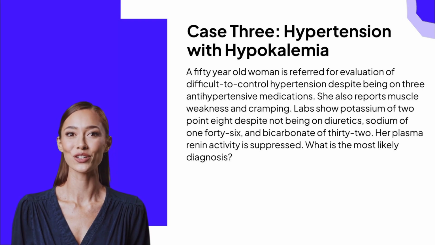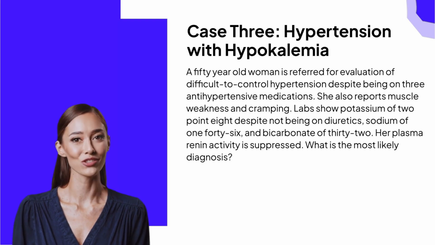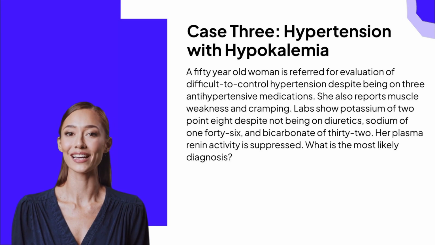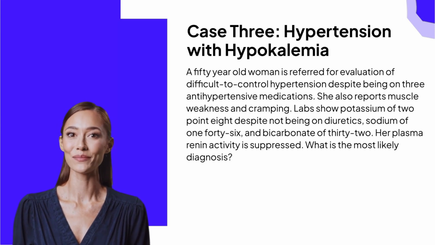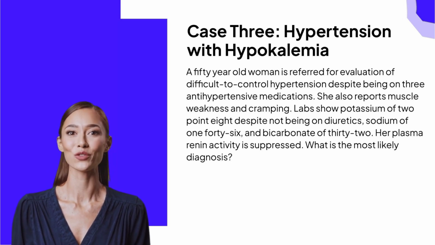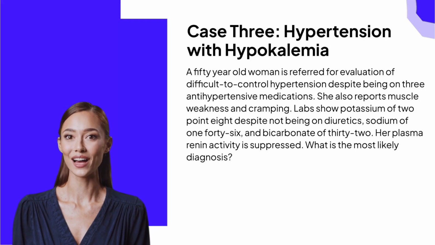The critical clue is the suppressed plasma renin activity. In primary hyperaldosteronism, the excess aldosterone comes from the adrenal gland itself, so the high-volume state suppresses renin production. This is the opposite of secondary hyperaldosteronism, where renin is elevated. Remember, primary equals low renin, secondary equals high renin.